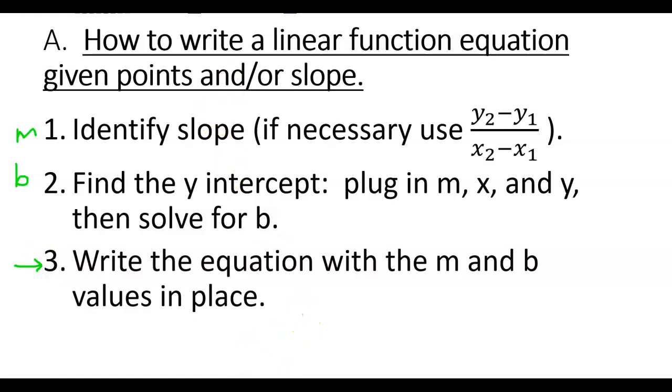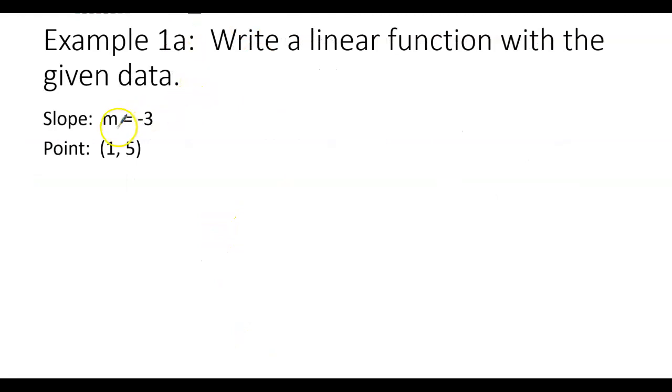Okay, so let's go ahead and jump in here. So example 1a. In this problem, I'm telling you the slope, and I give you this point, (1, 5). So that's an x value and a y value. Now, as I told you guys, you need to start by identifying your slope. So step 1, let's identify our slope. Well, luckily, this is an easy problem. They're just telling us the slope is -3. So I'm just going to write that down here. The slope is -3. Now, number 2, we need to find our y-intercept.